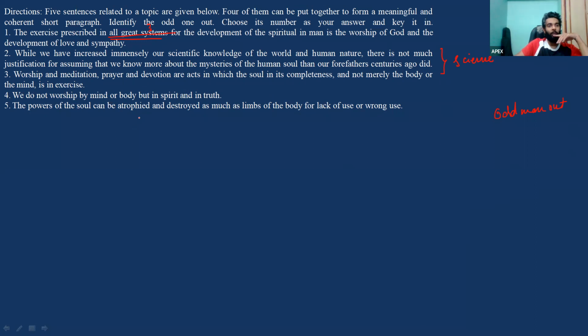Yeah. The powers of the soul can be atrophied, okay, or destroyed as much as the limbs of the body for lack of use or wrong use. Okay, obviously atrophy is losing function because of lack of use. Right, okay. So if we are looking at all of this, we can clearly identify that this is the only one with a science backdrop. So this is the odd man out, but let's try to first figure out the coherence, because that's also equally important, right?